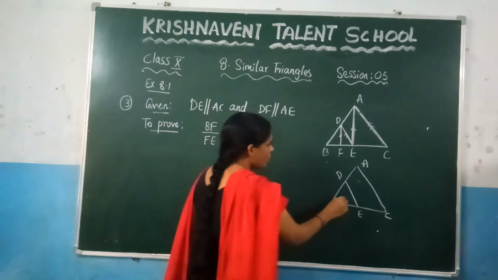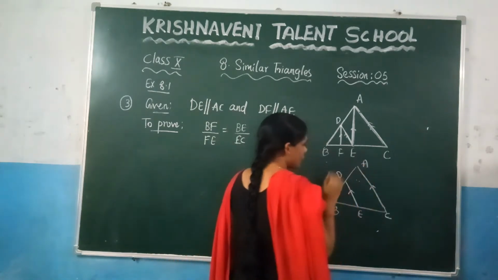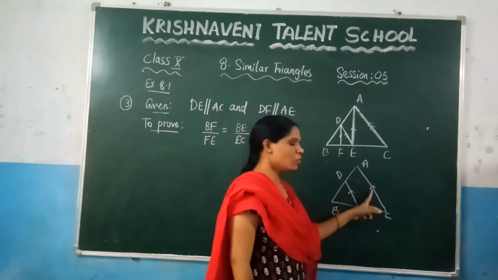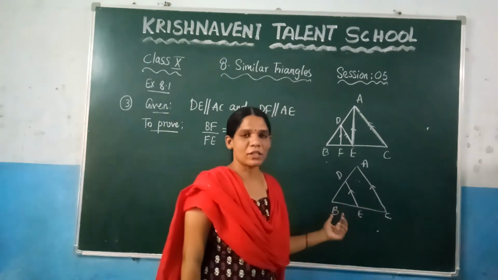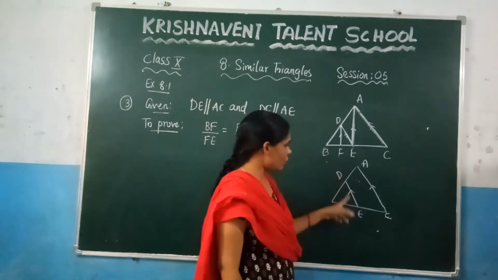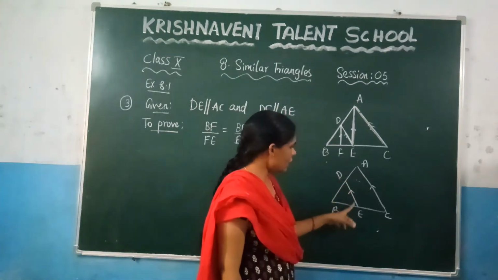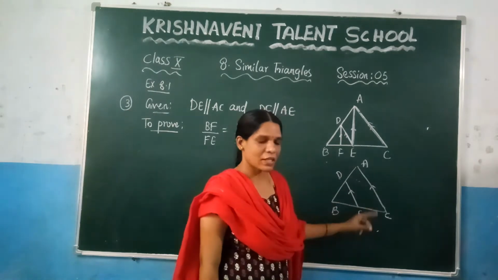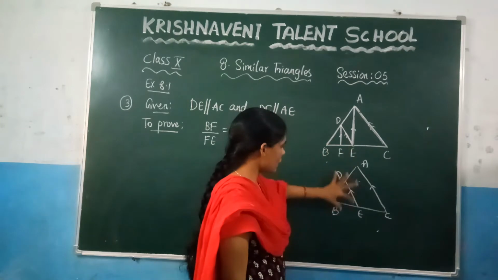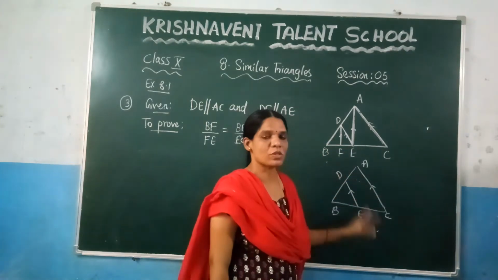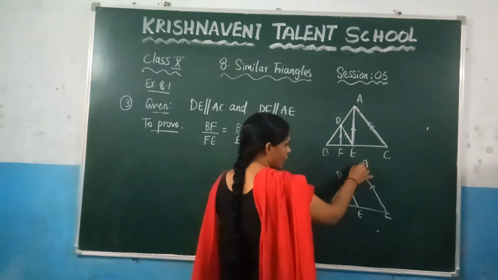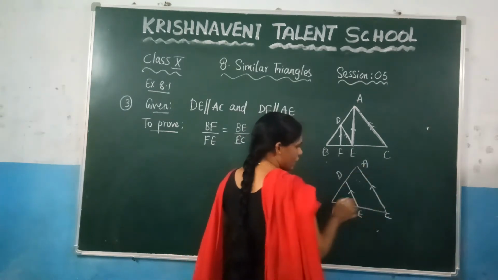So here by the basic proportionality theorem, you know that if a line is drawn parallel to one side of the triangle, then the other two sides are divided into the same ratio. So what is the line that we have drawn parallel? They have given DE is parallel to AC. So by the basic proportionality theorem, BD by AD is equal to BE by EC. That means these two sides are divided into the same ratio. That means BD by AD is equal to BE by EC.